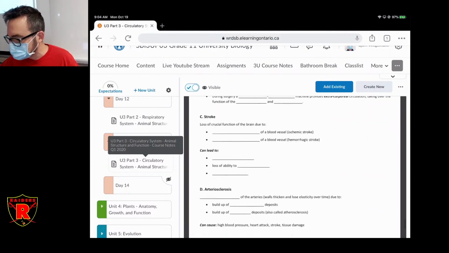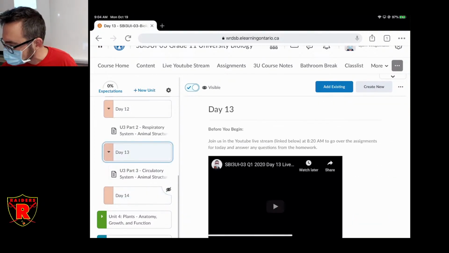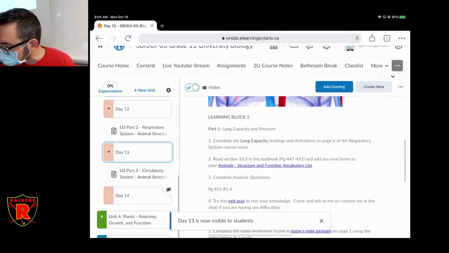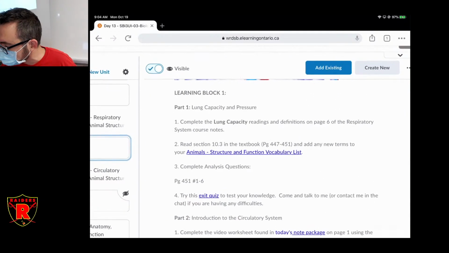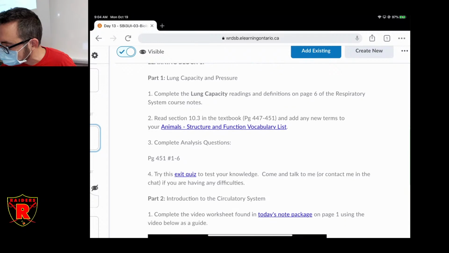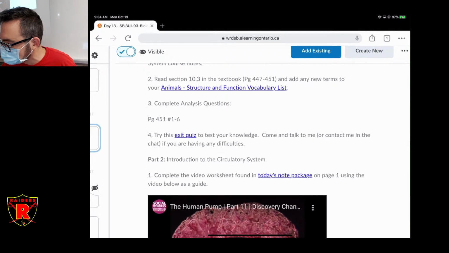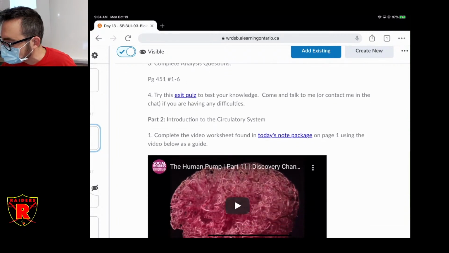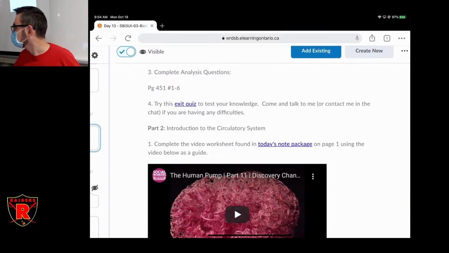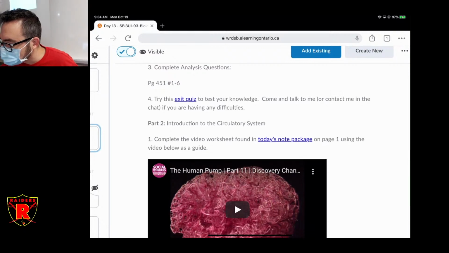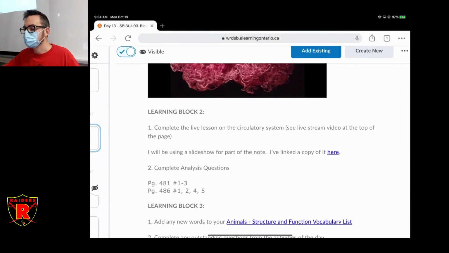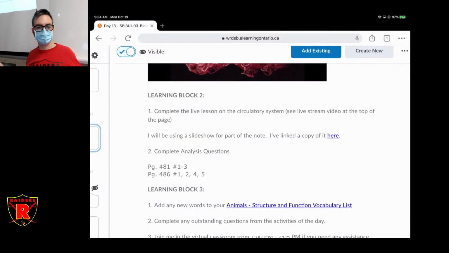Okay. So going back to what we're working on today, I better give you as much time as possible now that we're a little bit behind. You're reading the lung capacity section. It's mentioned on page 6 of your course notes. Then there's a reading from the textbook at section 10.3. You add any new terms to your vocabulary list, which is also due tomorrow, by the way. Hopefully you have around the requisite number of terms in there already. You should probably be getting close. And then there's a little video on the circulatory system. It's an introduction, and we're going to pick up at the beginning of block 2. If you have questions at home, don't be afraid to post them in the chat, and if necessary, I can open a little video conference with you. Okay, good luck.